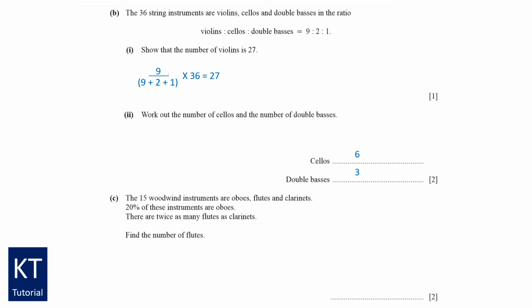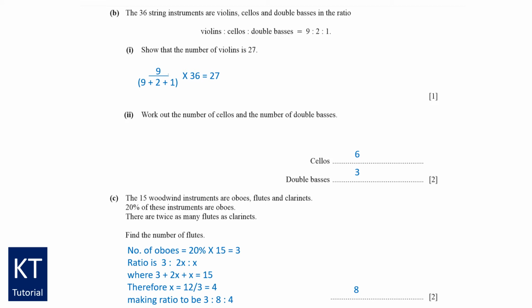Next, the 15 woodwind instruments are oboes, flutes, and clarinets. 20% of these instruments are oboes. There are twice as many flutes as clarinets. Find the number of flutes. The number of oboes is 3, being 20% of 15. With the remaining number of instruments being 12, it should lead us to the number of flutes being 8.